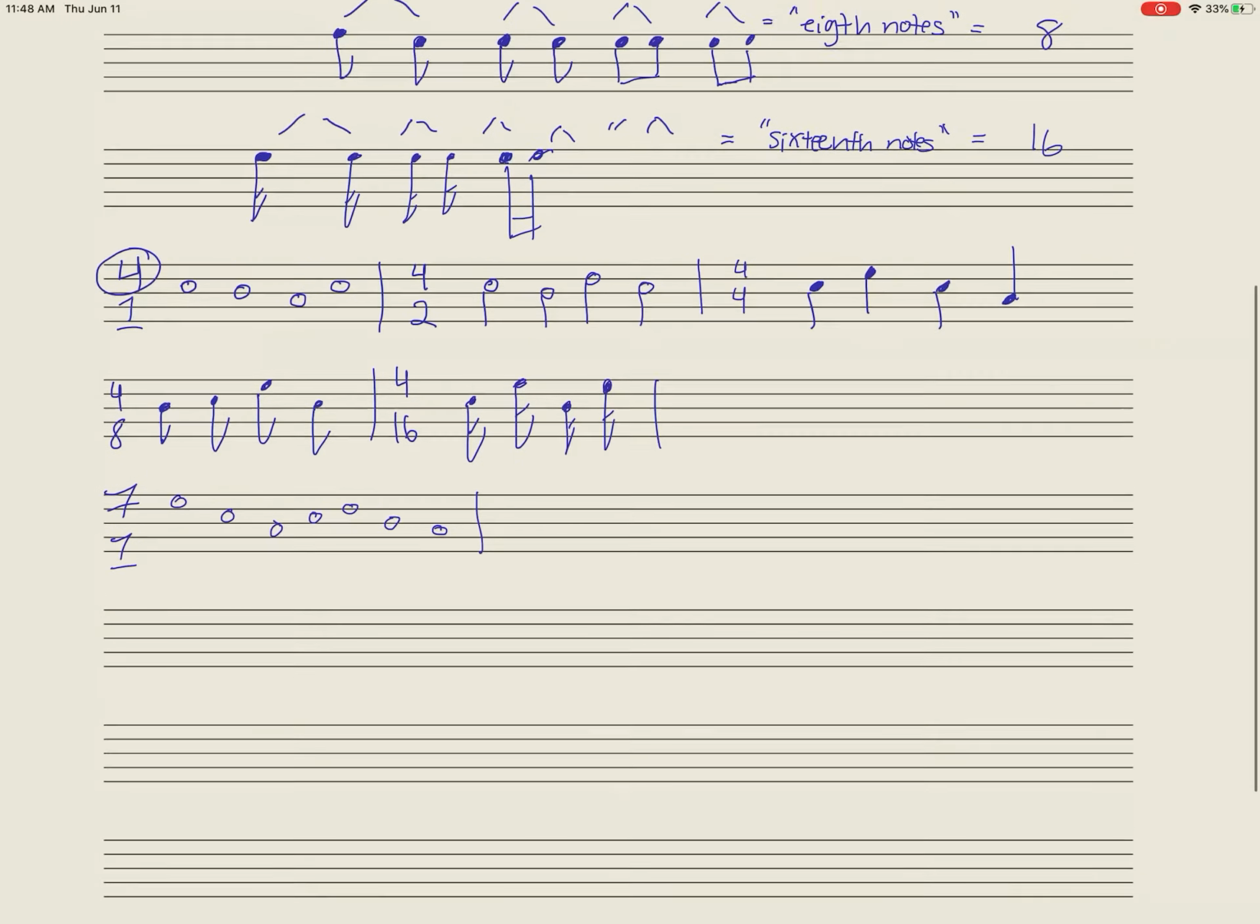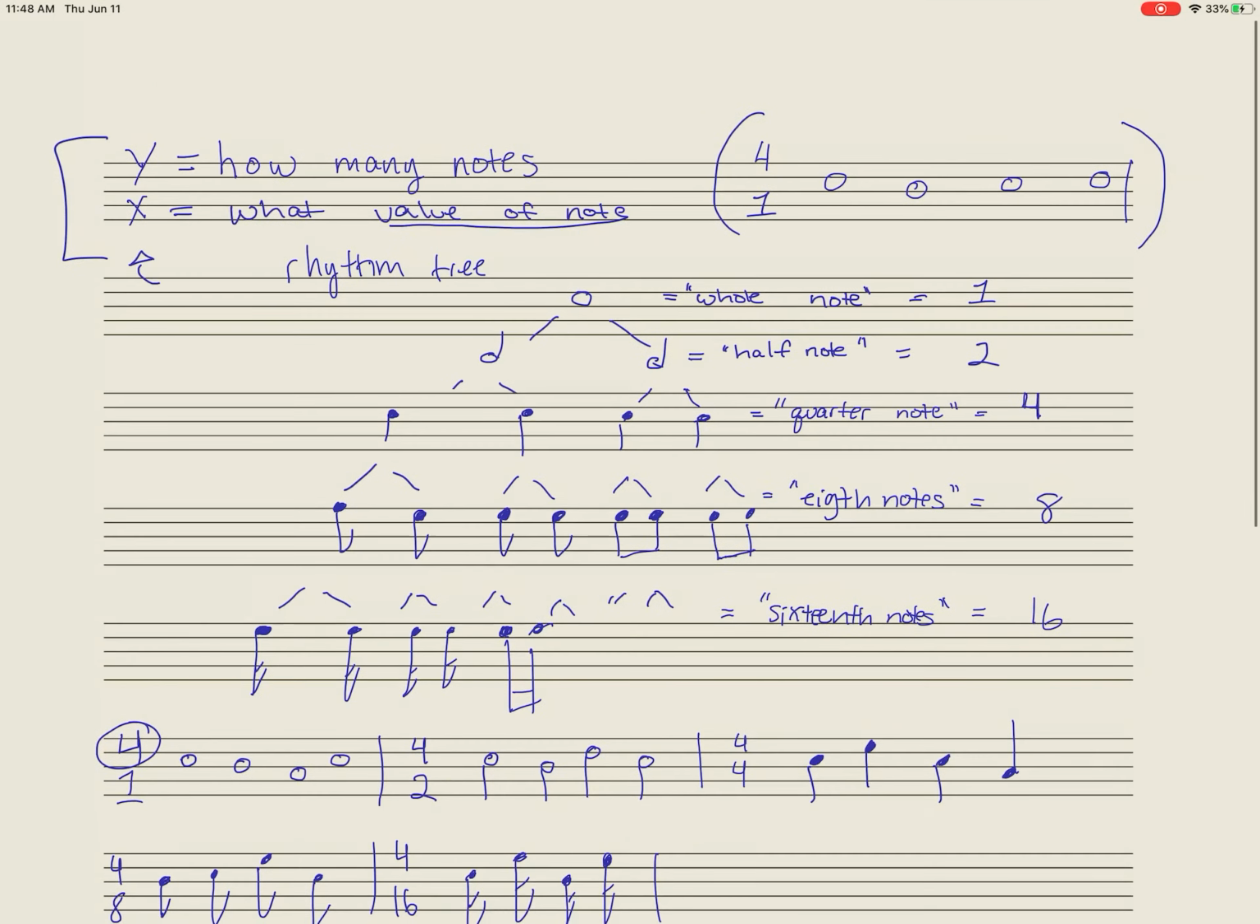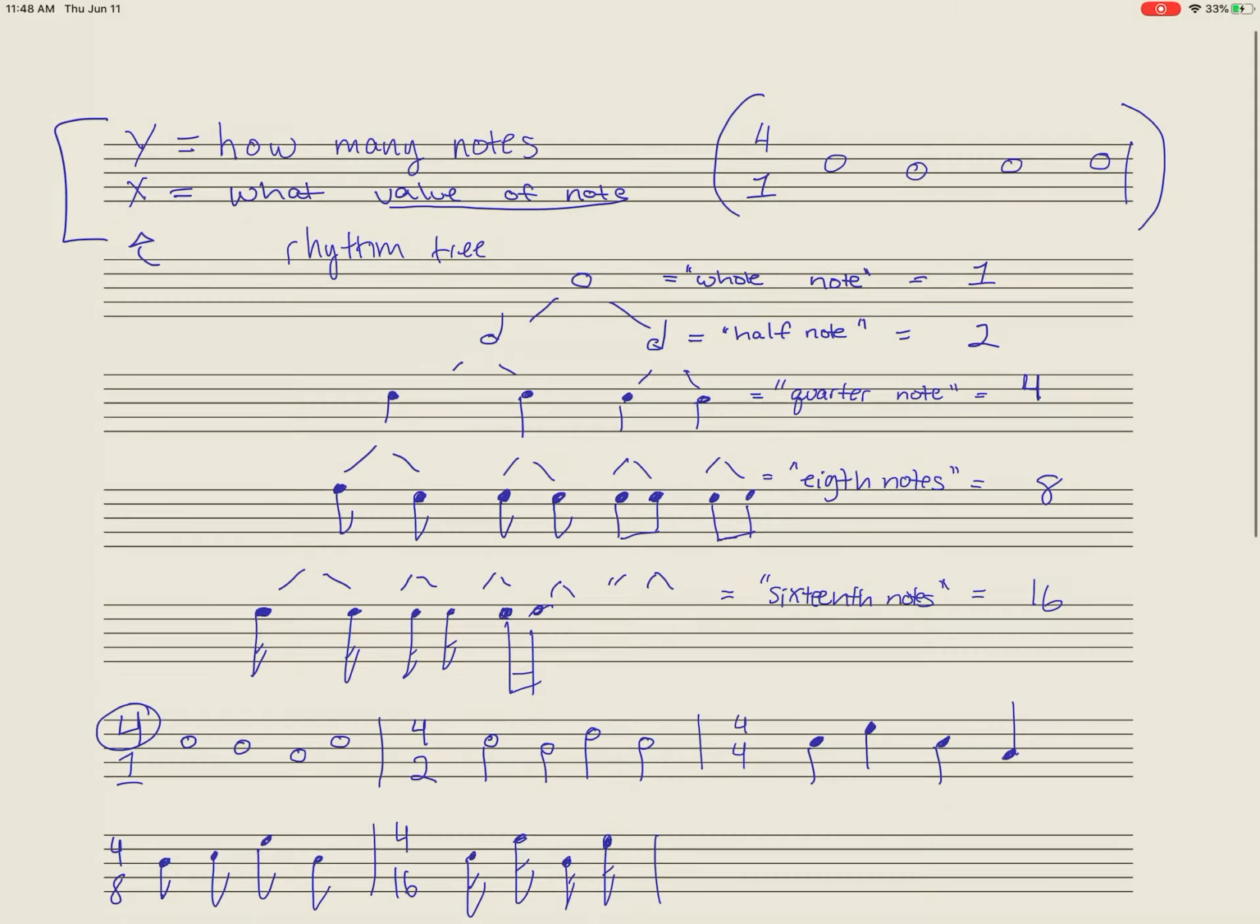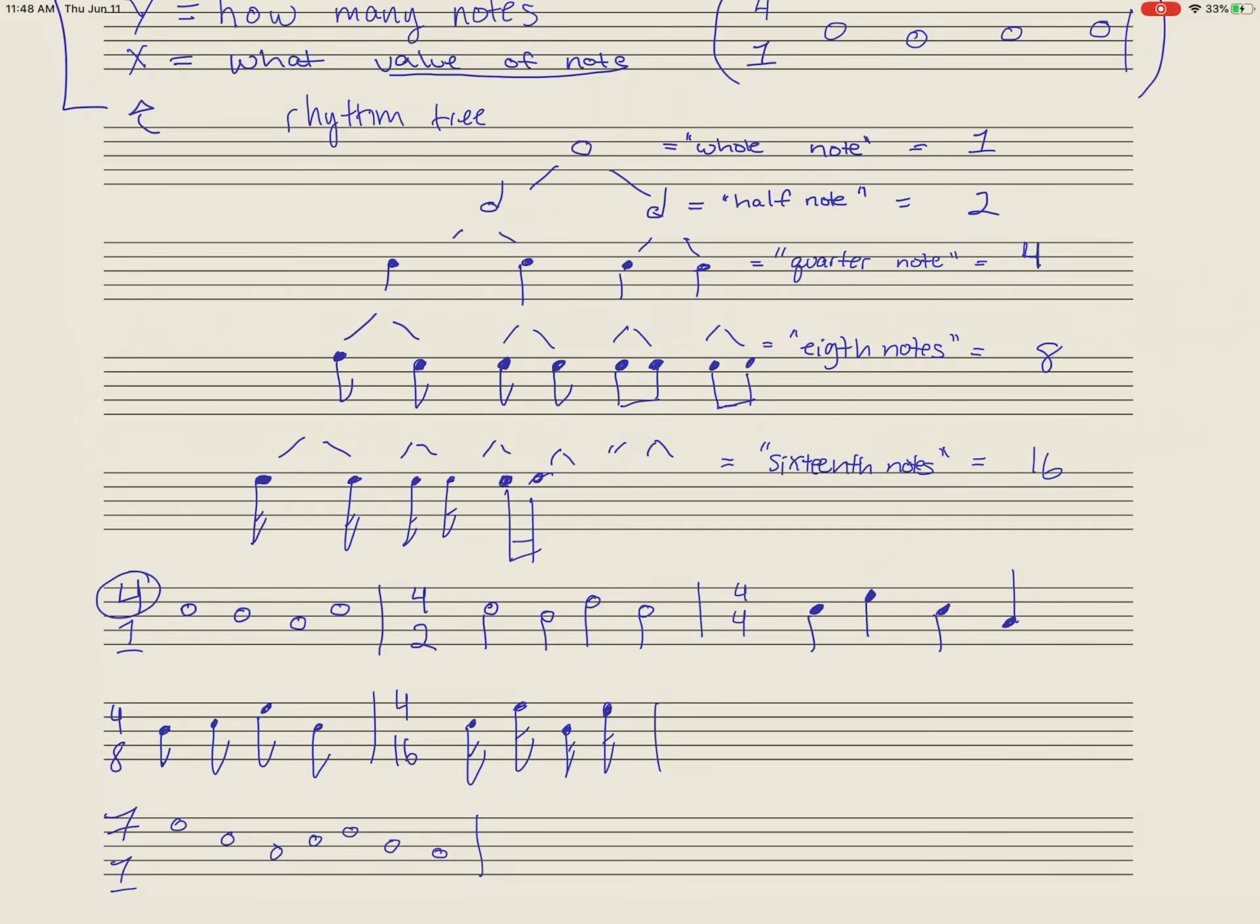Hopefully that makes sense, right? The big takeaway is what this time signature is showing: how many notes and what type of notes in a measure, and then understanding how this rhythm tree breaks down, all based off of the whole note, right? And the whole note is our base note of how rhythm is notated and why rhythmic notes and rhythmic values are given the names that they're given. The whole note, half of a whole note, quarter of a whole note, an eighth of a whole note, and a 16th of a whole note, and so forth. So I hope that makes some sense.